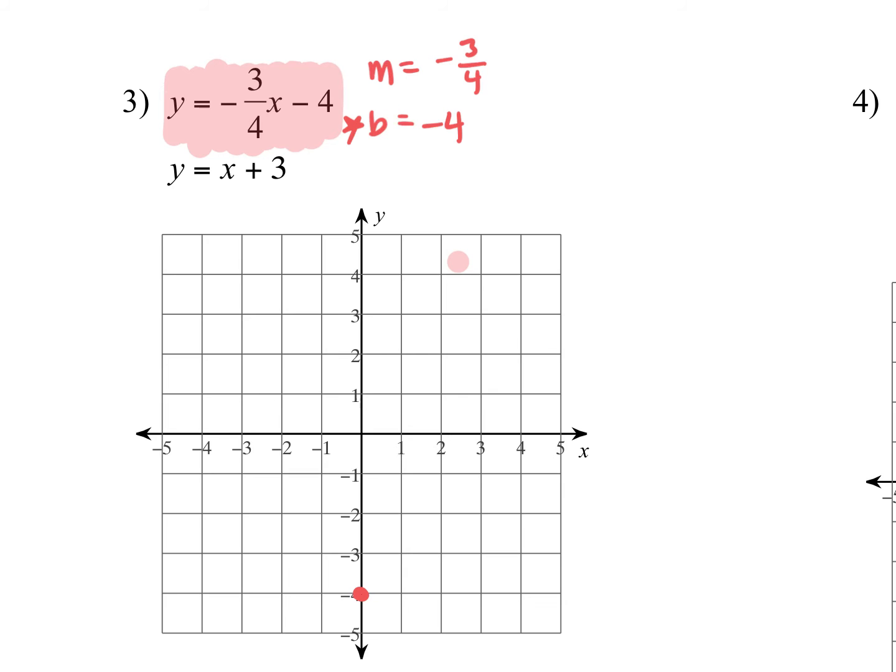Then now I'm using my slope, and I'm going to go up 3. I'm going to go over 4. And then I'm going to draw my line. Okay, then I've got my second line here.